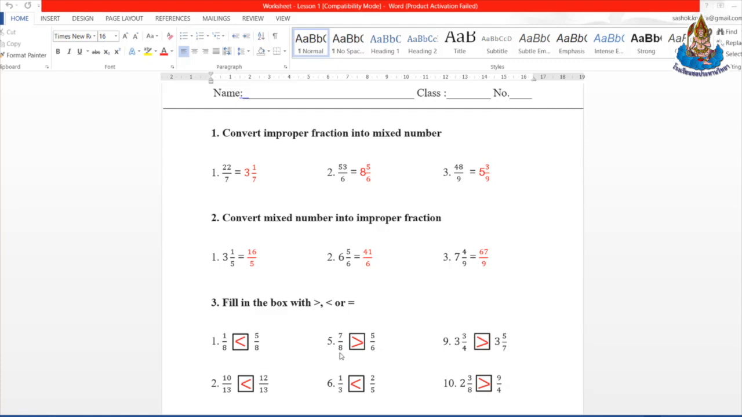When denominators are different, we use cross multiply. So we multiply denominator of first fraction with numerator of second fraction, and denominator of second fraction with numerator of first fraction. And after that, we compare new numerators. 8 times 5 is 40, and 6 times 7 is 42. So 42 is greater than 40.